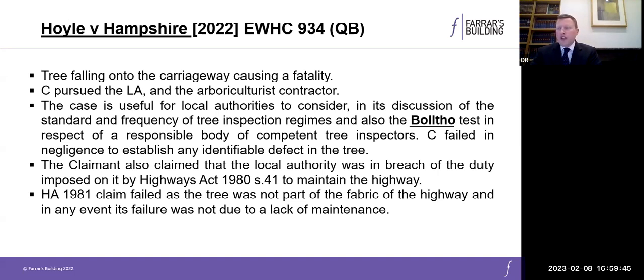Land adjoining a highway also featured in the case of Hoyle, and it's a case where a tree fell onto the carriageway, causing a fatality, and the claimant pursued both the highway authority and the arboriculturalist contractors. And it's useful for a local authority to consider. It discusses the standard and frequency of tree inspection regimes and the application of a Litho type test, what a responsible body of competent tree inspectors might or might not consider. On the facts, the claimant failed to establish identifiable defects in that particular tree, but it's useful for that general application that I've described. It's also useful briefly, perhaps an obvious point, but support to the fact that a tree on land adjoining the highway isn't part of the fabric of the highway and doesn't expose the local authority to liability for a failure to repair under section 41.